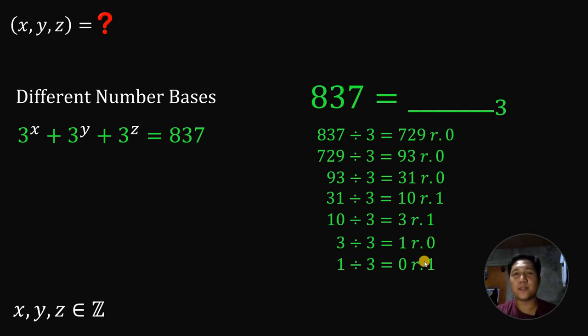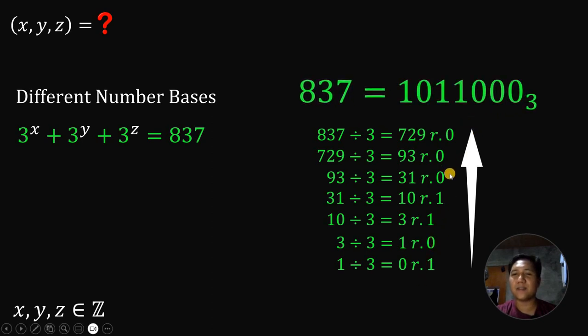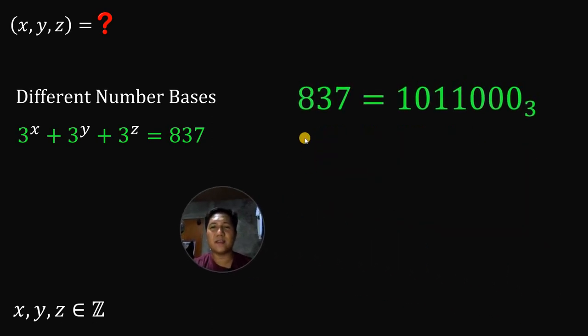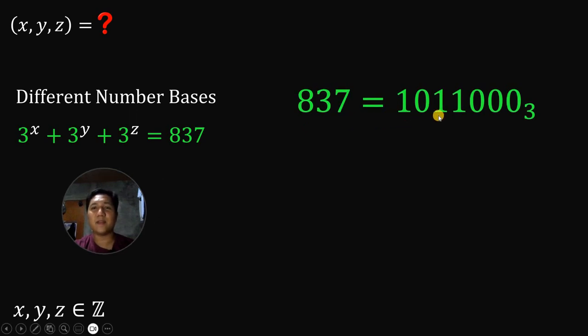Now at this point, let's focus on the remainders. From the bottom up, we have 1, 0, 1, 1, 0, 0, 0. So to convert 837 to base 3, we consider the remainders from the bottom all the way up to the top remainder, the first remainder, which is 0. So 837 in base 10 is equivalent to 1011000 in base 3. So let's focus now on this number.